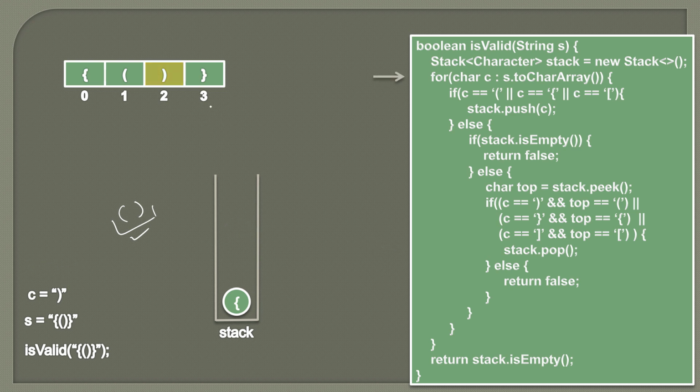Moving to the next character. Now C becomes the closing curly bracket. This condition is false because we have a closing bracket. Stack is not empty. We will first see the topmost element on the stack by calling stack.peek. So top will be equal to the opening curly bracket like this. So the first condition is false because top is not equal to opening round bracket and C is not equal to closing round bracket.